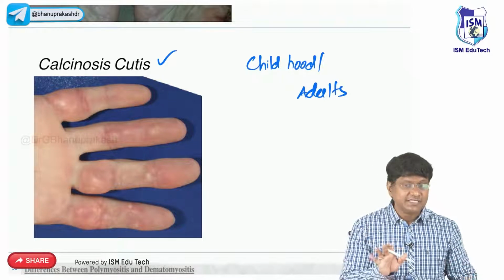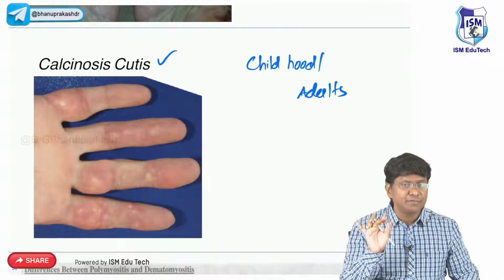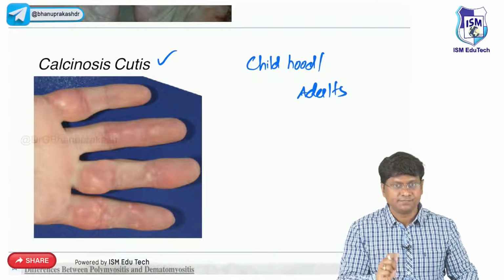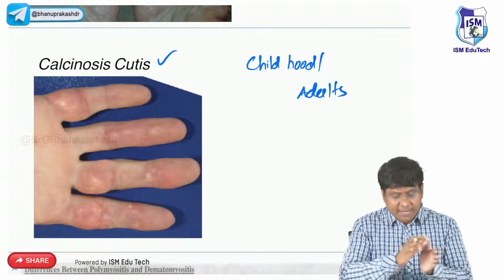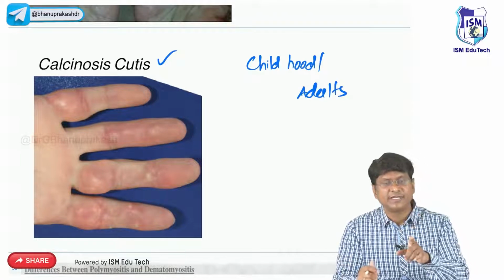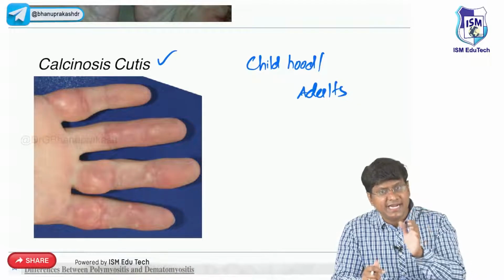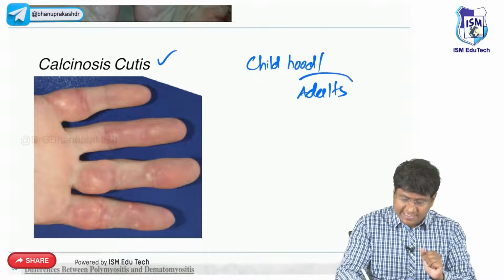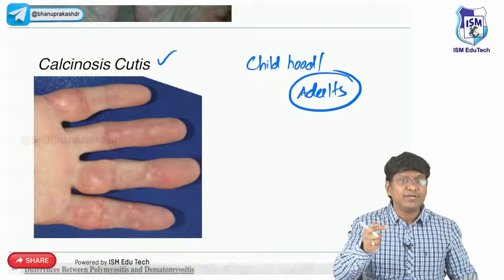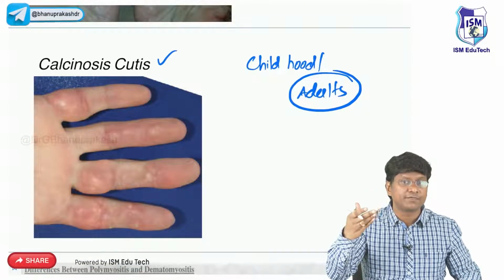Okay, so this is about your dermatomyositis, and you need to be very much aware of the antibodies. But before going on to the antibodies, let me tell you, patients with dermatomyositis are at increased risk of malignancy in adult patients. I told you it is seen in both adults and children. Dermatomyositis in adults carries an increased risk of malignancy.